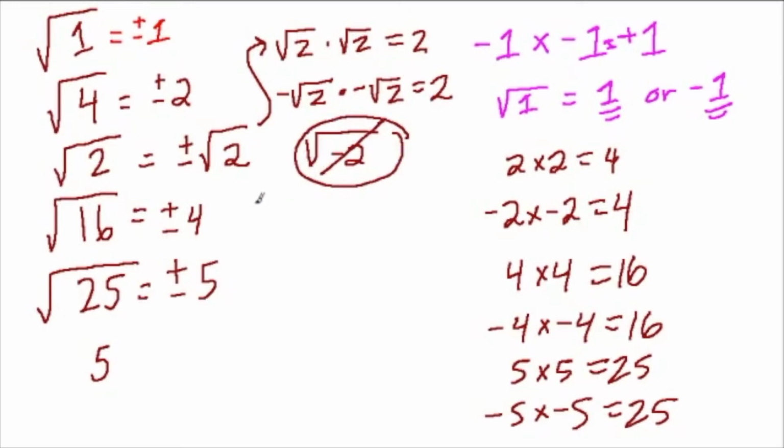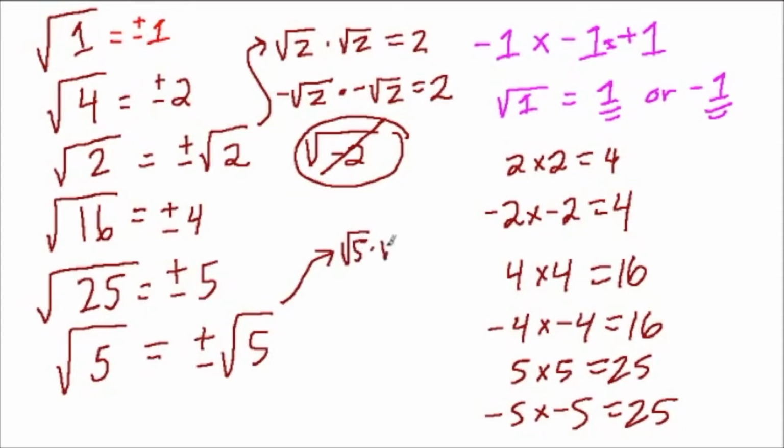That brings us to imaginary numbers, which are really fun, but not what we're looking for here. So what about the square root of 5? Well, that should equal the positive or negative square root of 5, right? Because the square root of 5 times itself is 5, and the negative square root of 5 times the negative square root of 5 also equals 5. So it could be either one.